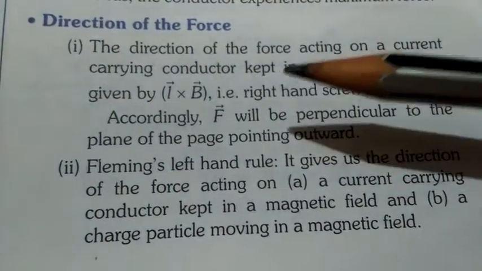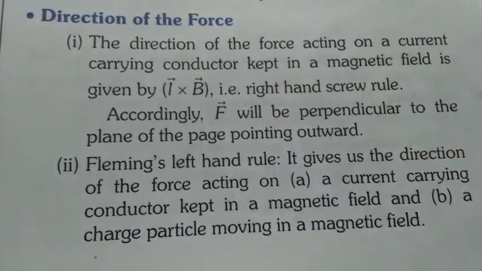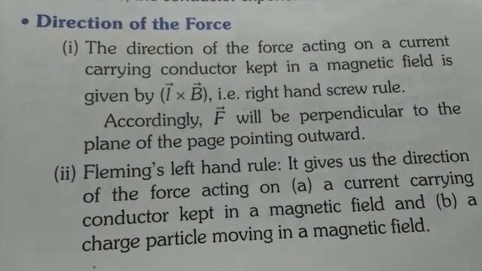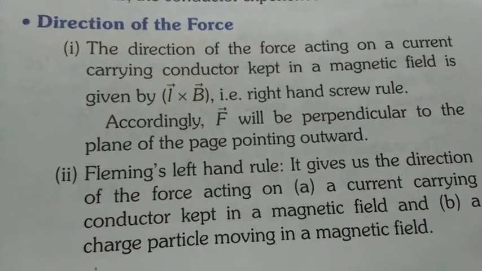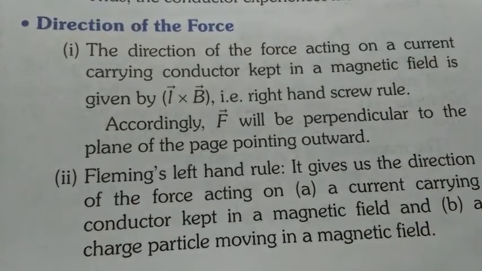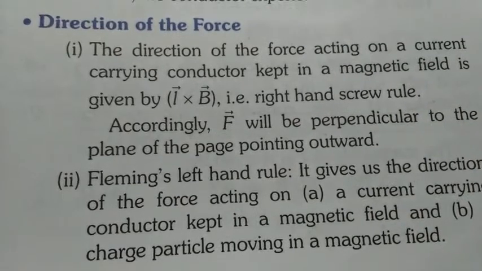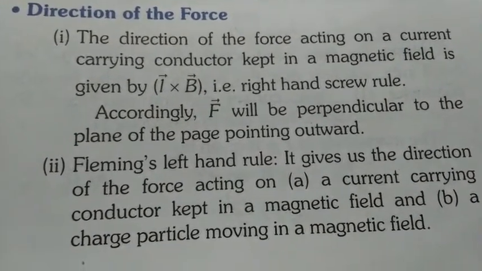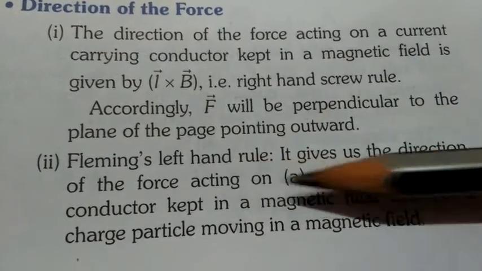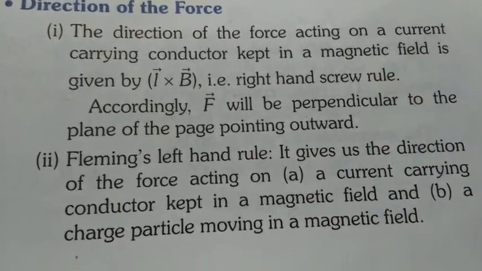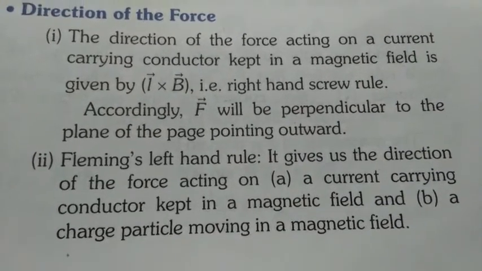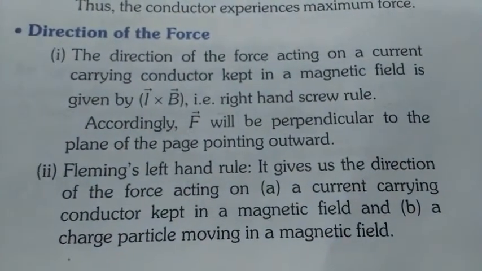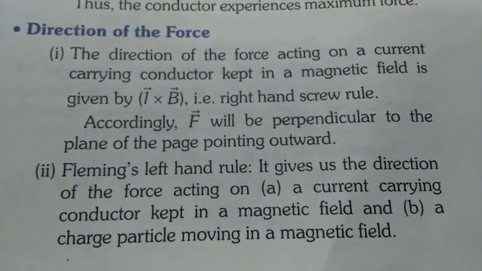The direction of this force is given by the right hand screw rule, which I have already explained yesterday, for example if the direction of current is clockwise and the magnetic field is in upward direction, then how it will be there. So Fleming's left hand rule is there, and the right hand screw rule is there. According to these rules, you can find out the direction of that magnetic Lorentz force. And this Fleming's left hand rule we have already discussed in class 10th as well.